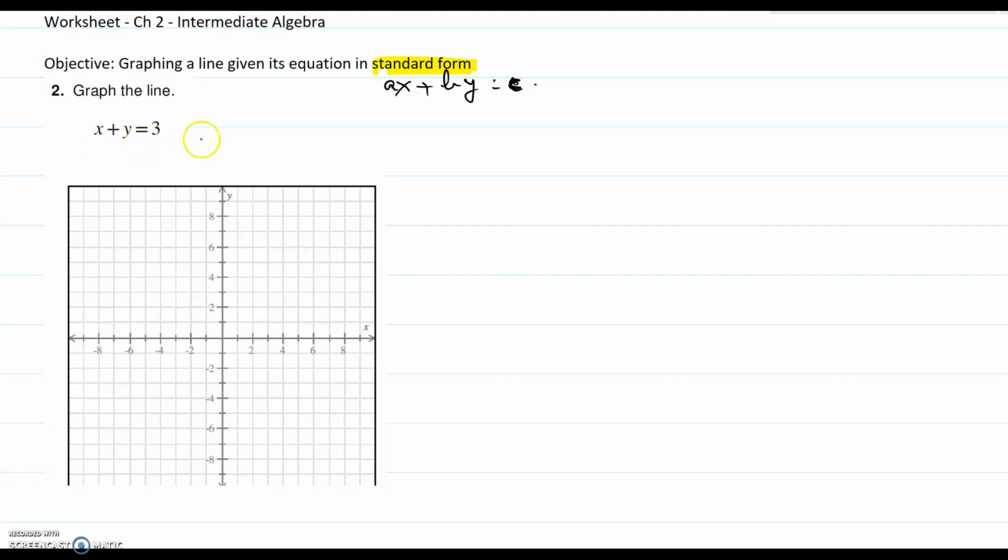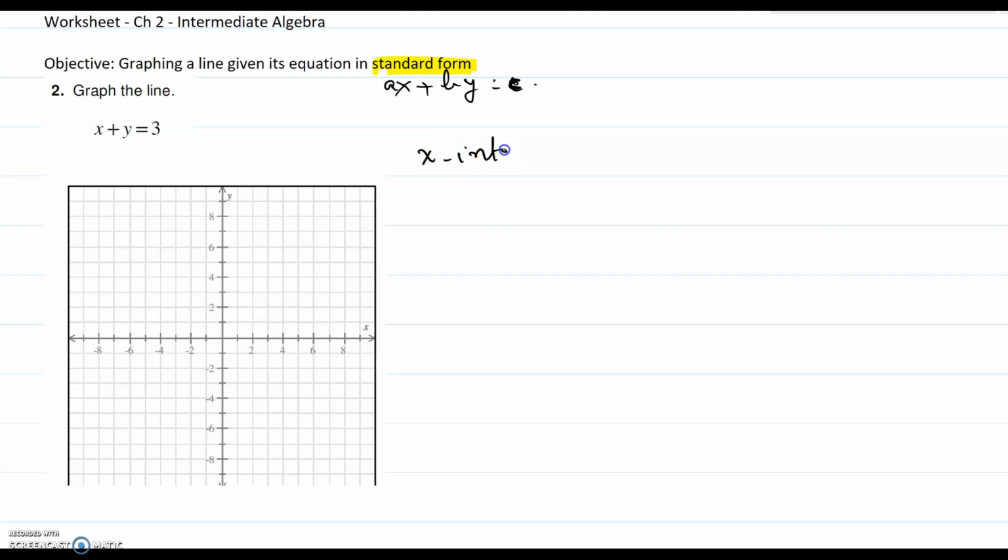Whenever the equation is given in standard form, there are two ways to do it. One, bring the equation to slope-intercept form, like y equal to mx plus b, and do the problem. The other one is to find the x-intercept and the y-intercept, plot the 2 points on the x and y axis, and then connect them by means of a line. That is exactly what we are going to do in the problem, to find the x and y intercept of this line.